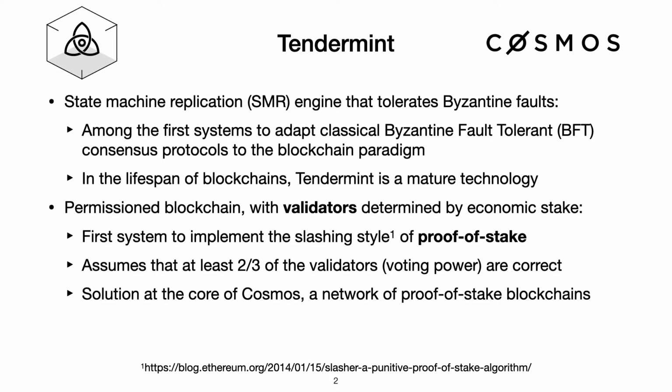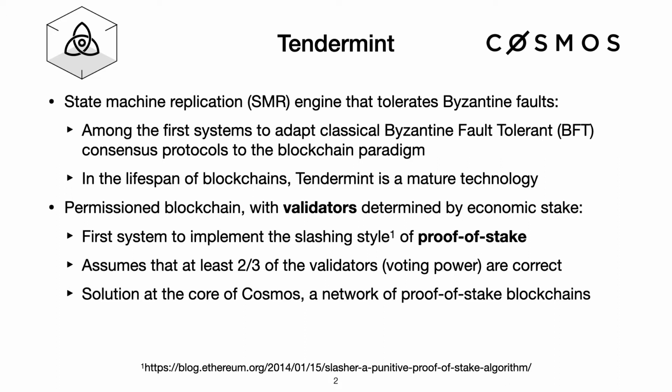Tendermint can be classified as a permissioned blockchain, with a known set of nodes called validators being responsible for determining the next block to be appended to the blockchain. The validators themselves are determined by economic stakes, so by funds they bind to the blockchain. Tendermint is considered to be the first system to implement the slashing style of proof of stake. Originally proposed by the Ethereum team, this approach not only rewards validators for good work, but can also punish misbehaving validators by slashing their funds.